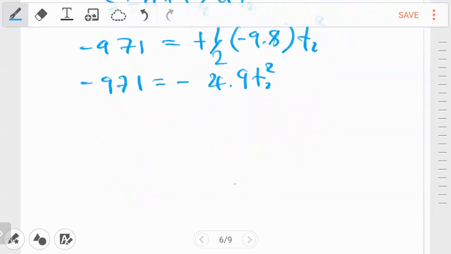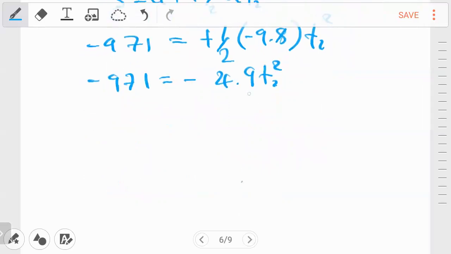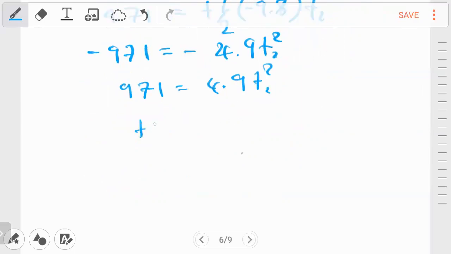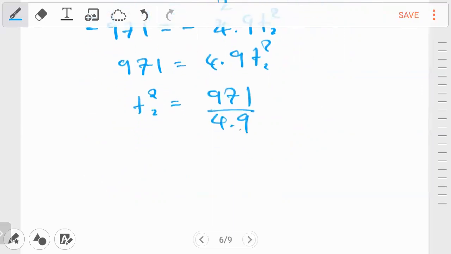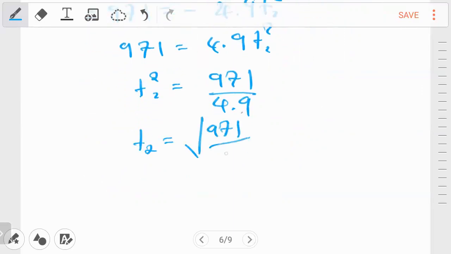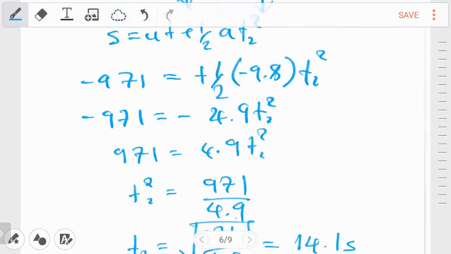So divide both sides by negative. You have 971 equal to 4.9 T2 squared. Divide both sides by 4.9 and swap them. You get T2 squared equals 971 over 4.9. Square root both sides. You get T2 equals the square root of 971 over 4.9. And when you do this, what you get is going to be 14.1 seconds.